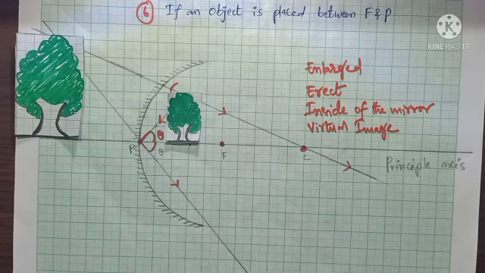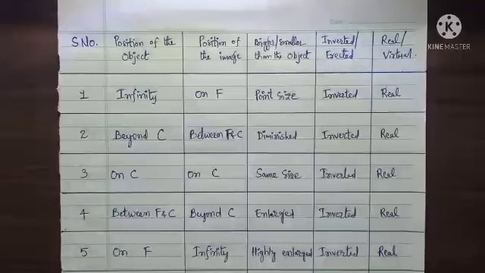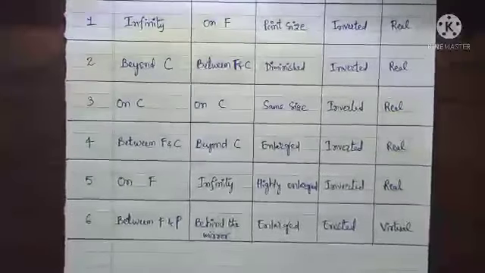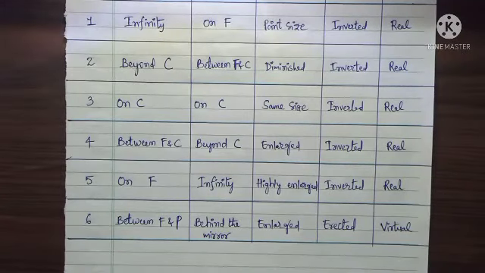We can draw a table like this, and we can write the position of the object and position of the image, and whether it is diminished or enlarged, inverted or erect, real or virtual image. These are the properties we can write for these situations. This is about ray diagrams for concave mirror.